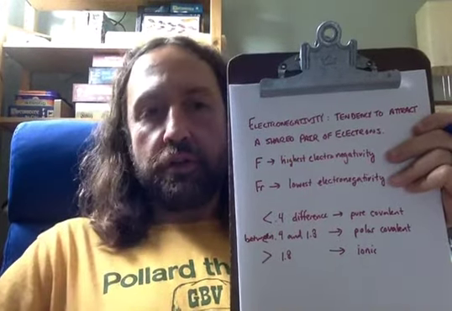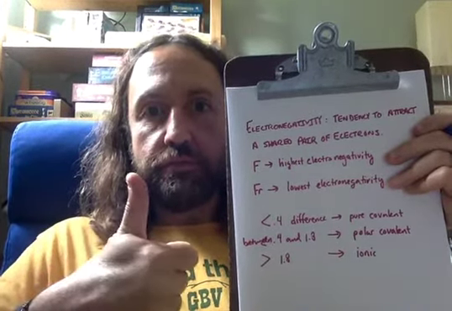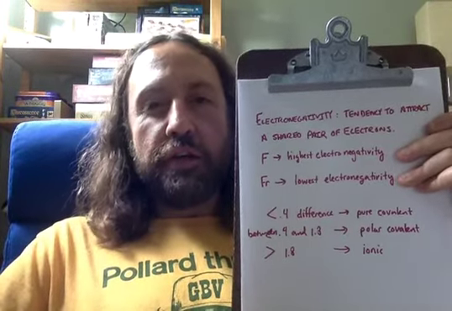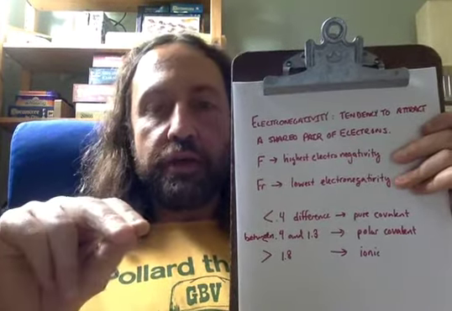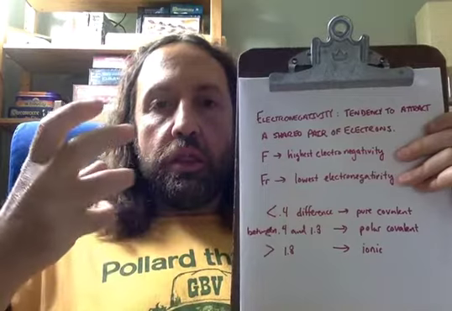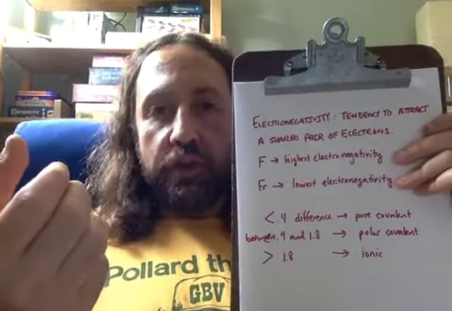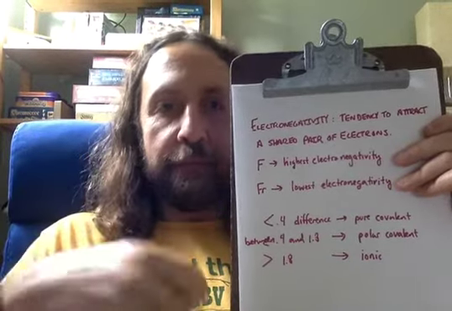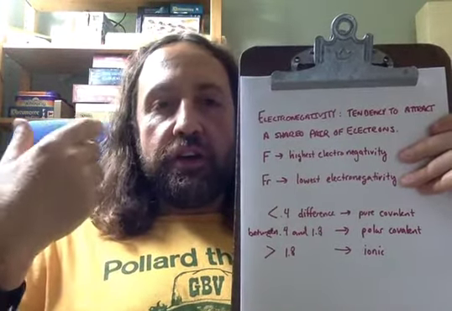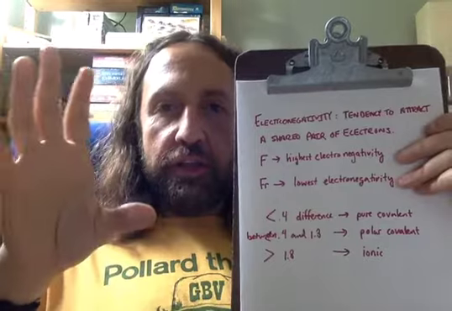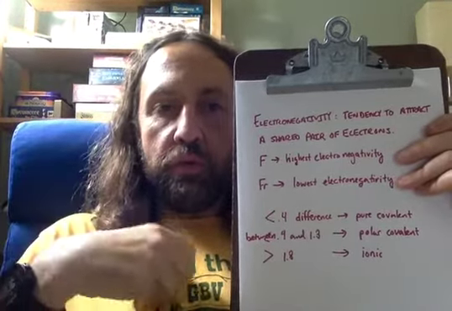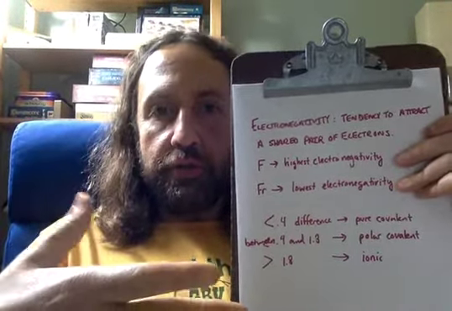Hey, today we're going to talk about electronegativity. So, electronegativity is when two atoms get in a bond, there is going to be, on some level, a sharing of electrons. Okay? Now, if that sharing of electrons is perfectly equal, then we have what's called a pure covalent bond.